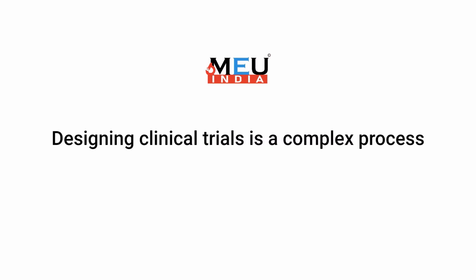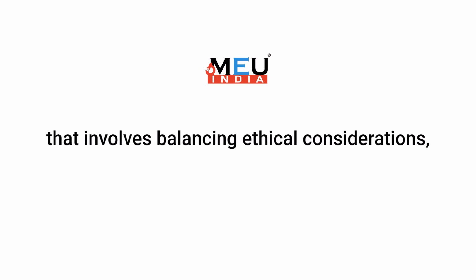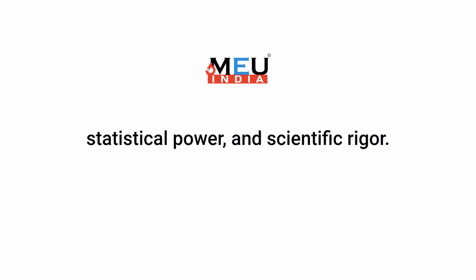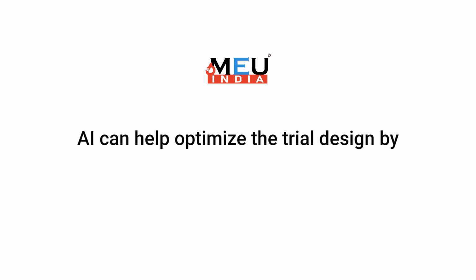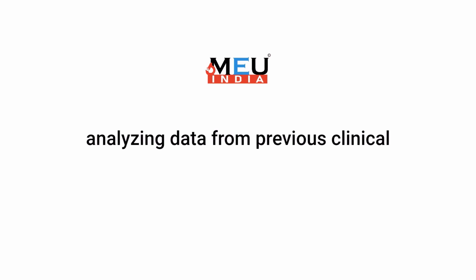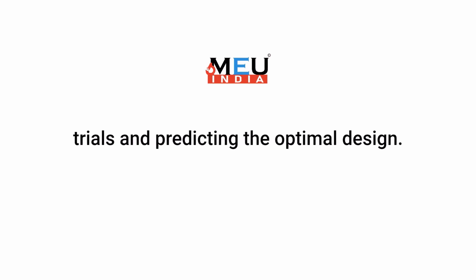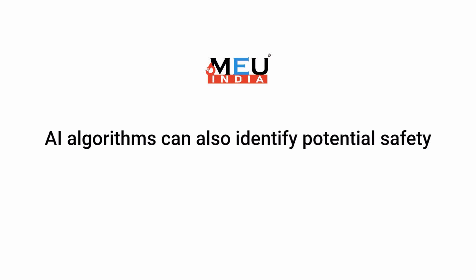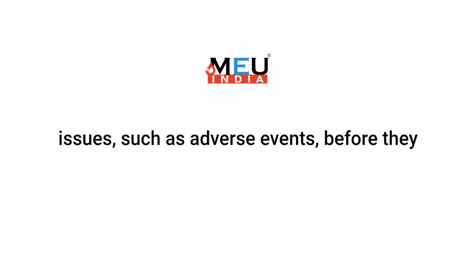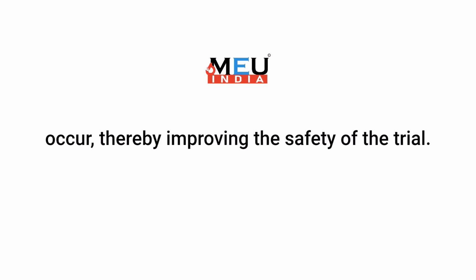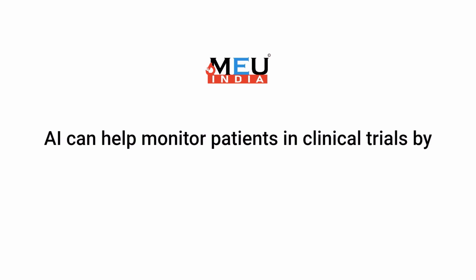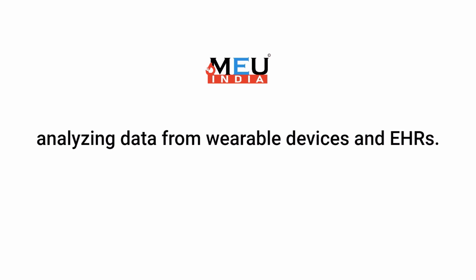Trial design. Designing clinical trials is a complex process that involves balancing ethical considerations, statistical power, and scientific rigor. AI can help optimize the trial design by analyzing data from previous clinical trials and predicting the optimal design. AI algorithms can also identify potential safety issues, such as adverse events, before they occur, thereby improving the safety of the trial.